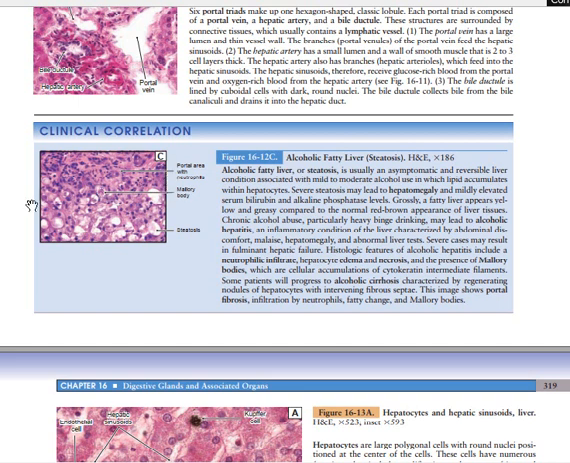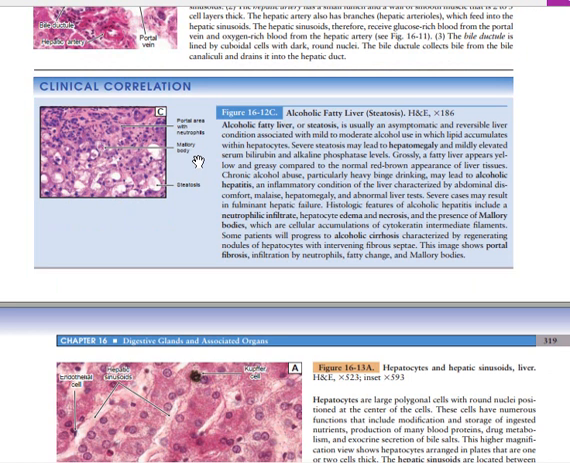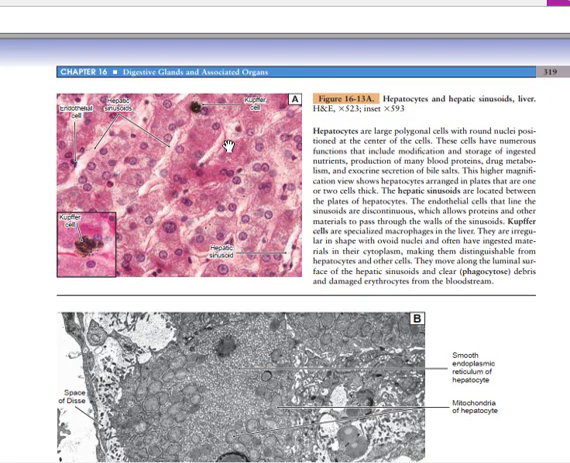So how do you visualize that on histologic section? There is a portal area with neutrophils. You have neutrophils, you have Mallory bodies in the hepatocyte, and you also visualize steatosis, so lipid droplets inside the hepatocyte. So now let's see the hepatocyte and the sinusoid.